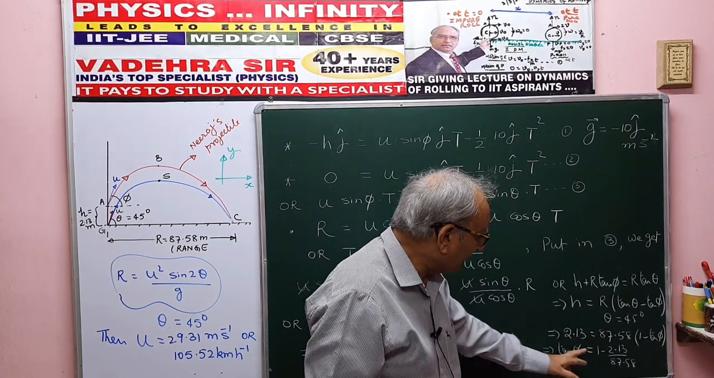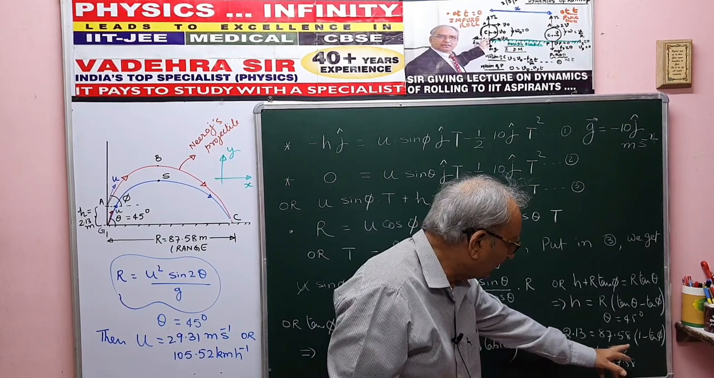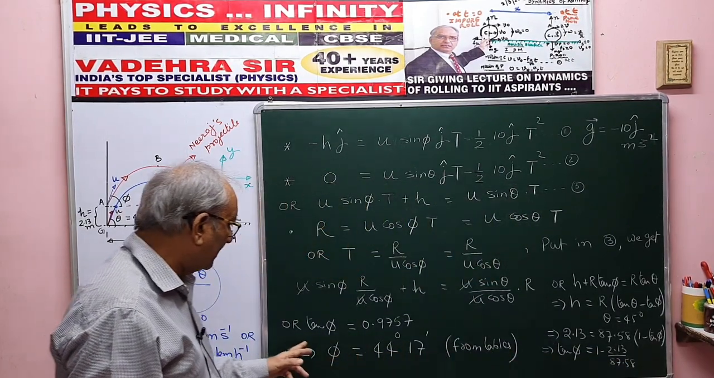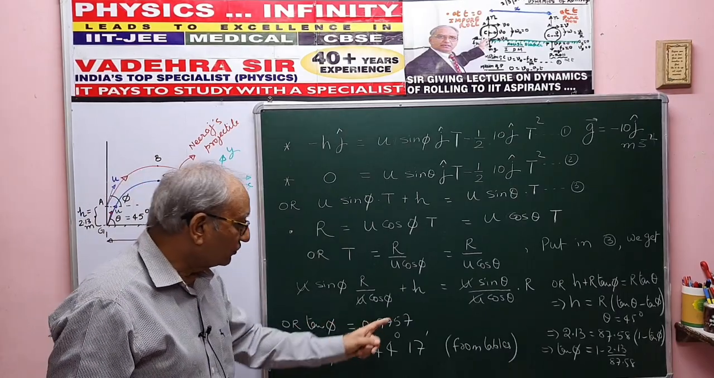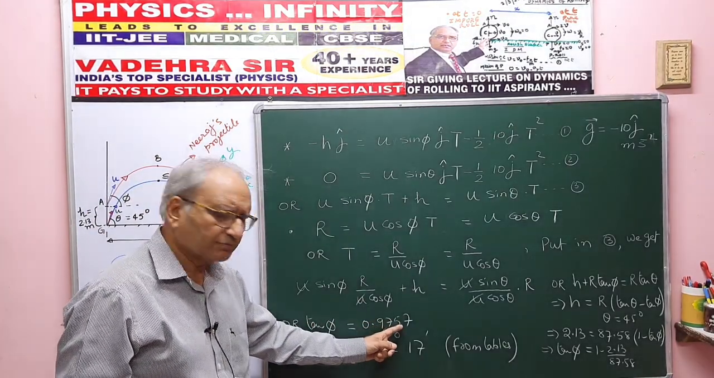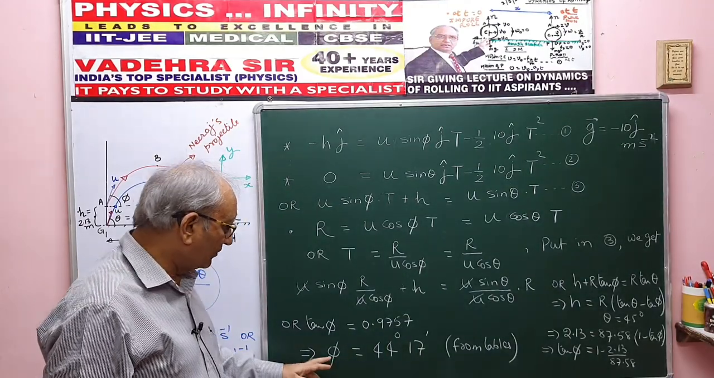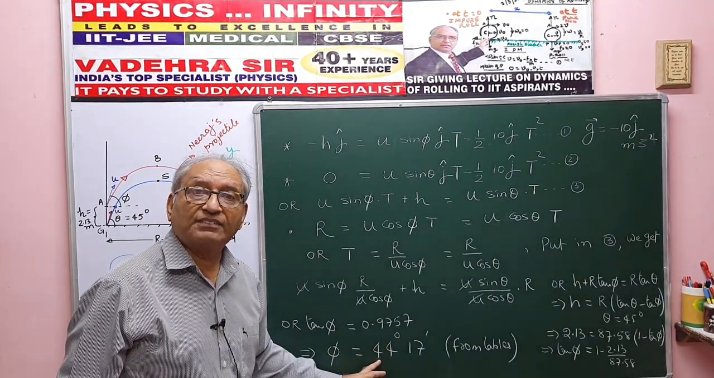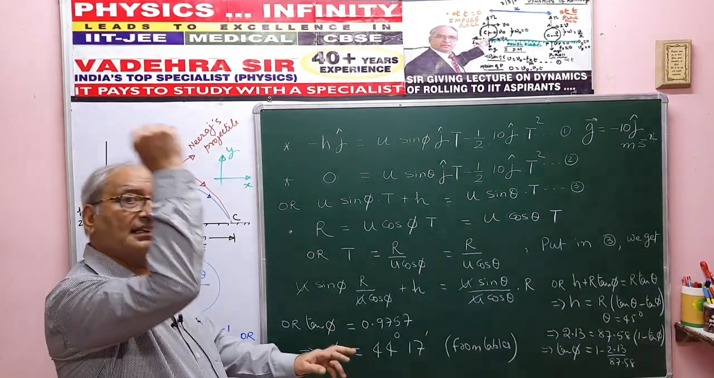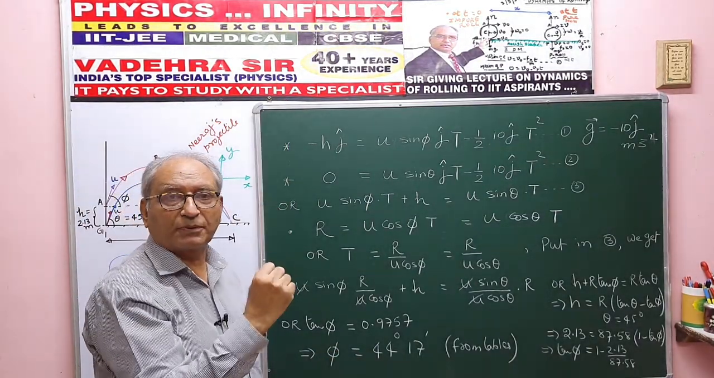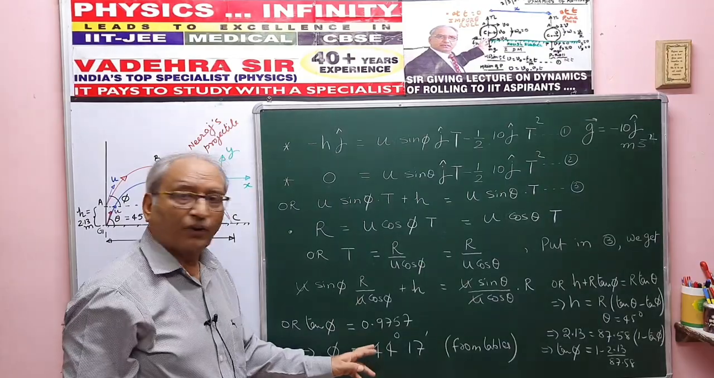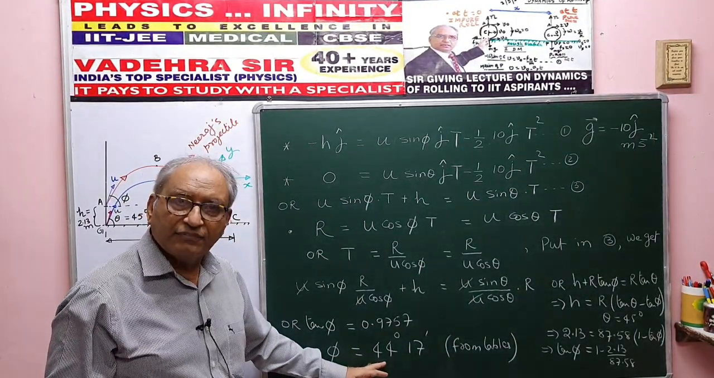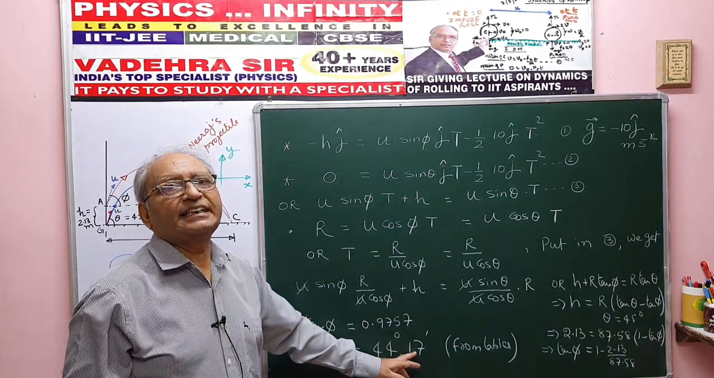That gives me tan phi equal to 1 minus 2.13 upon 87.58. I just come over here, or tan phi is 0.9757. And I look at the table, that gives me exactly phi as 44 degree 17 minutes. So the angle at which Neeraj launched the javelin, from 2.13 meter above the ground, is 44 degree and 17 minutes.